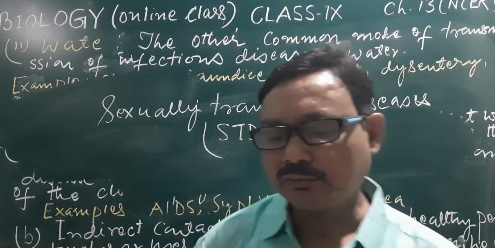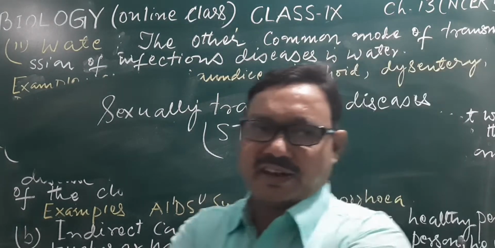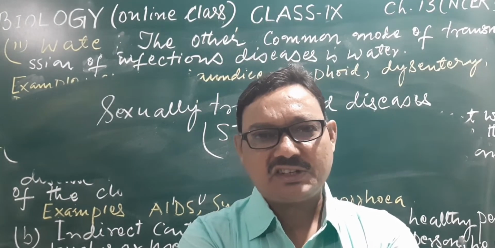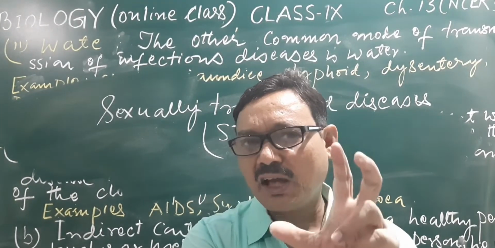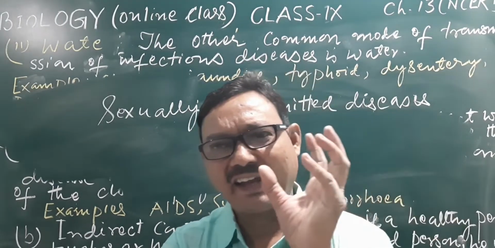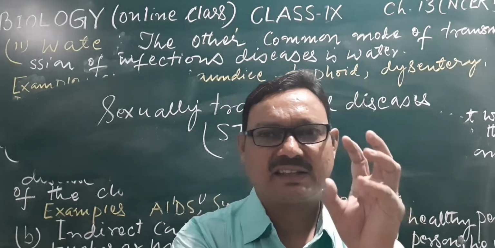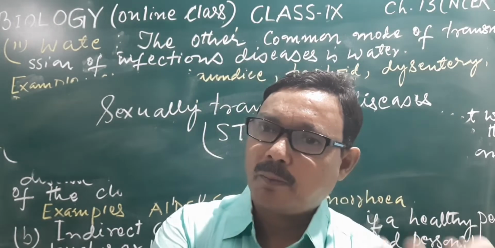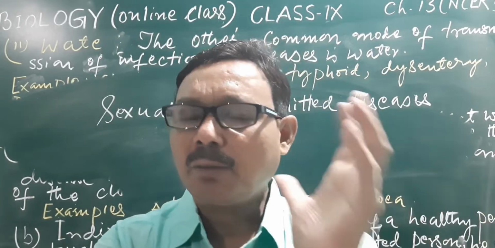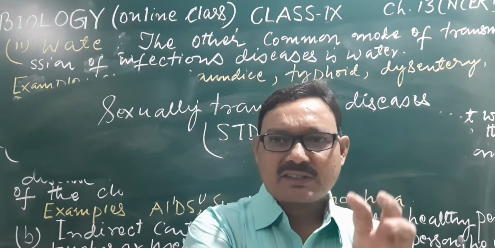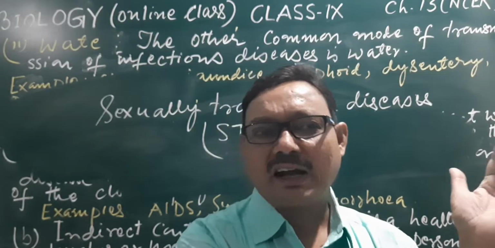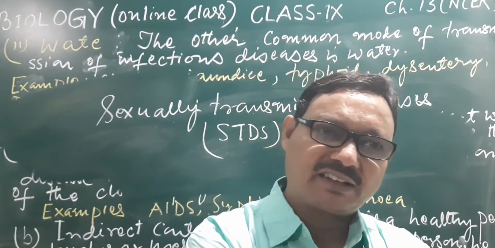Now the vector. The fourth means by which infectious disease can spread is the vector. The vector is actually an animal which can carry the infectious agent from the infected person to the healthy or potential host. These animals which carry the infection to other persons are known as vectors.